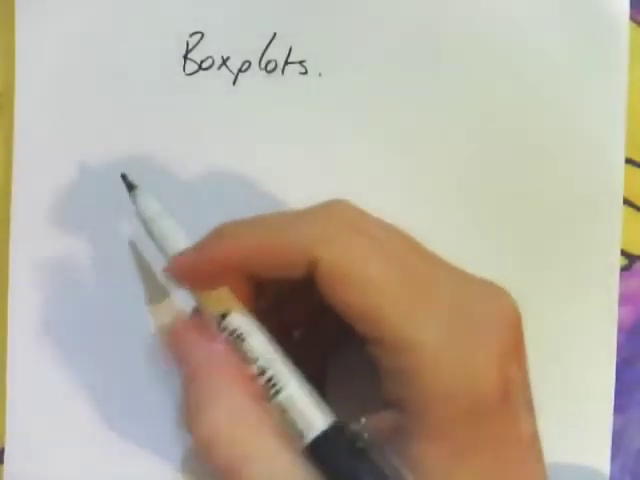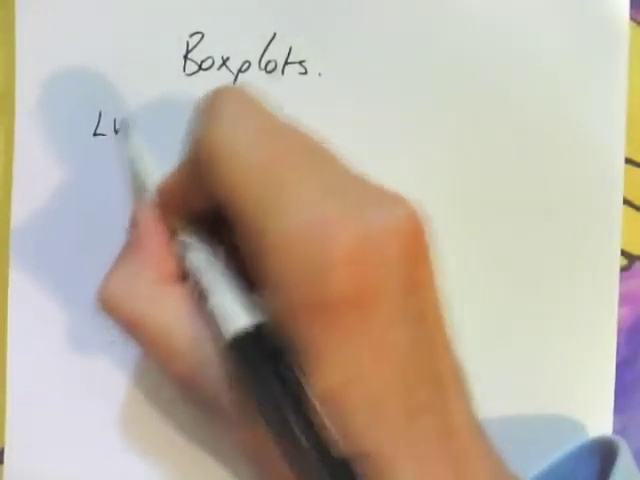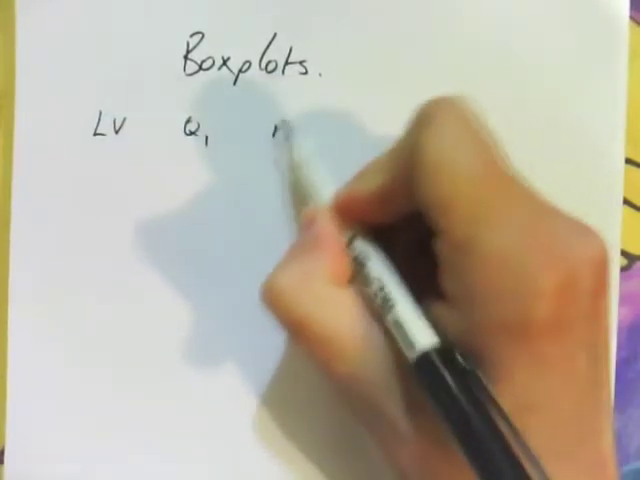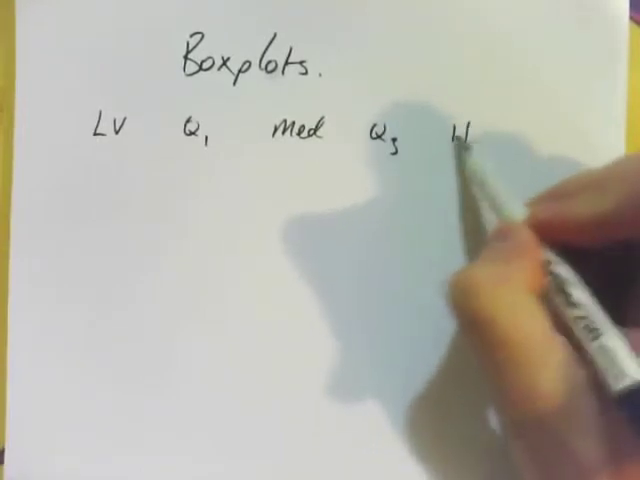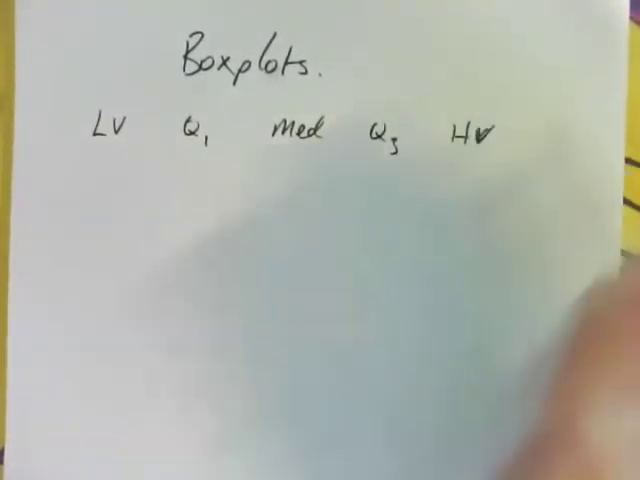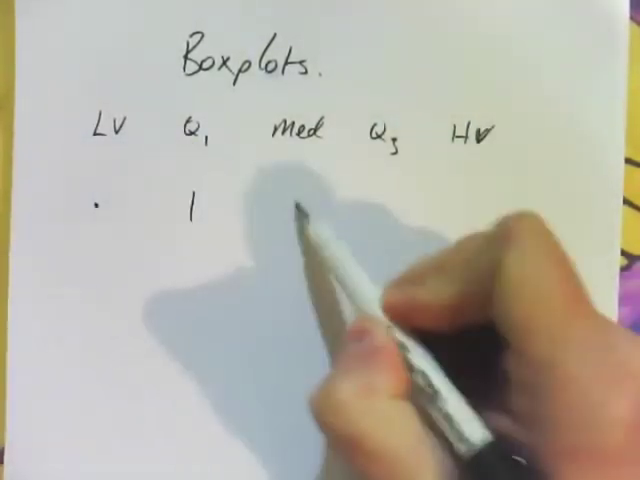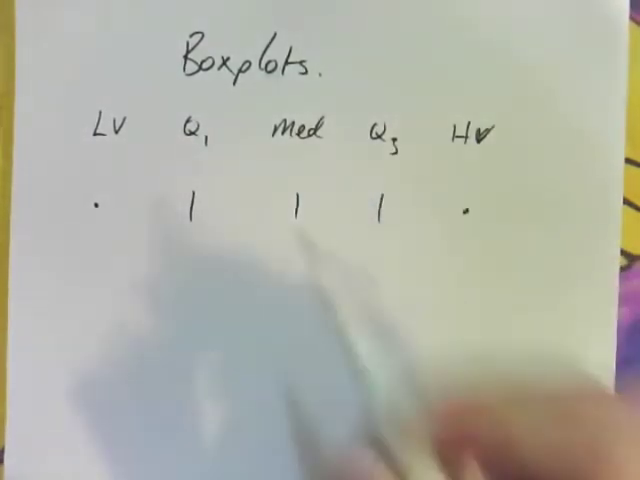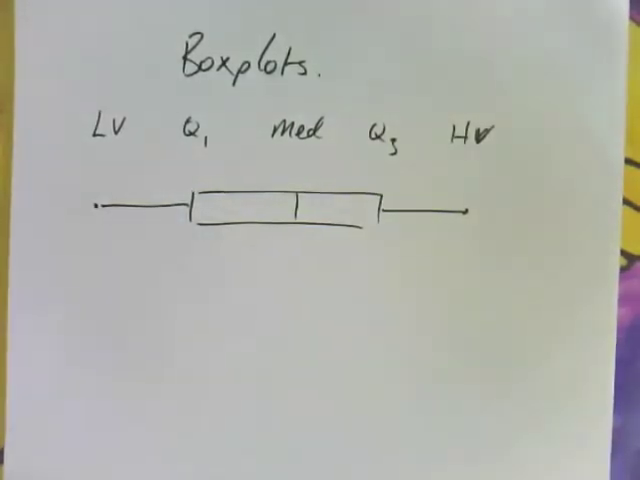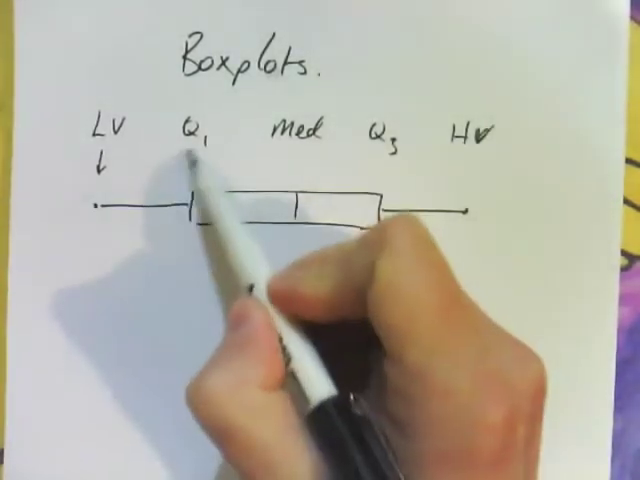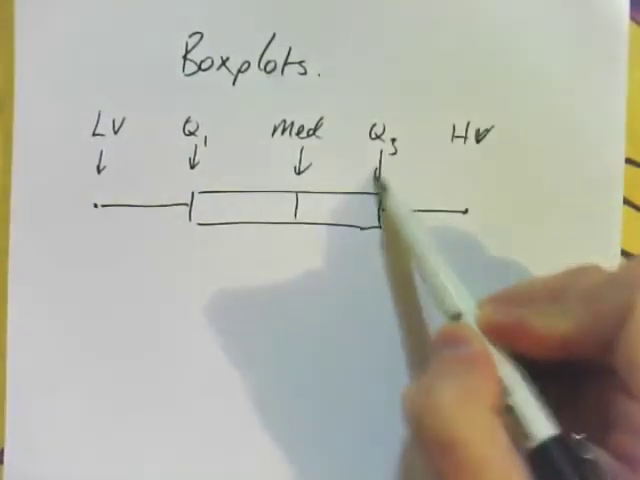Okay, to draw a box plot you need the lowest value, Q1, the median, Q3, and the highest value. They each correspond to one part of a box plot. This is what the basic box plot looks like, something to that effect. Of course, when you draw yours, you will draw it much more accurately than mine. And these all correspond to these lines.